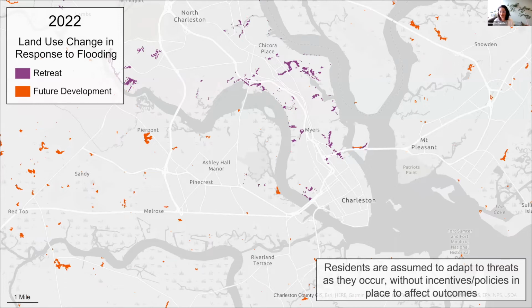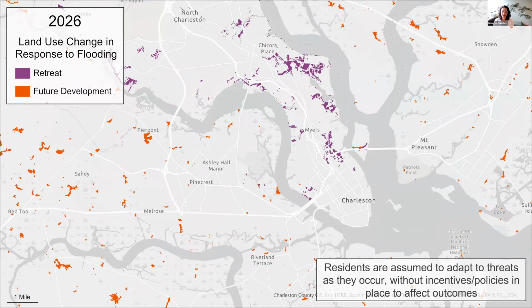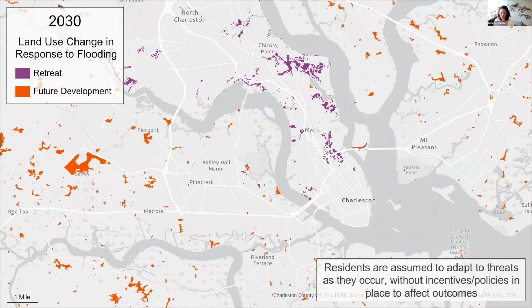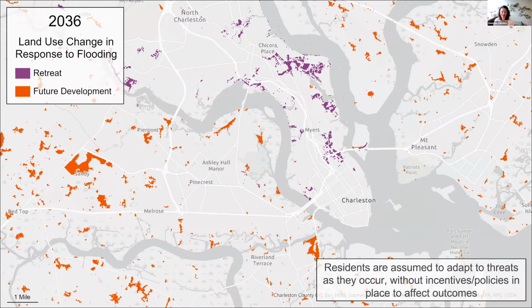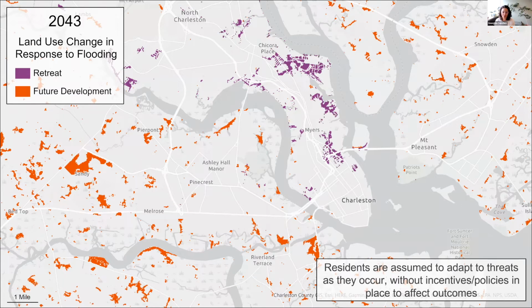Here we have a simulation output from the new version of Futures. You will see that there is a lot more going on here than the initial simulation that I showed you. We are now able to account for this matrix of push and pull factors, like residents retreating from an area as their response to flooding. And these are areas colored in purple on the map.